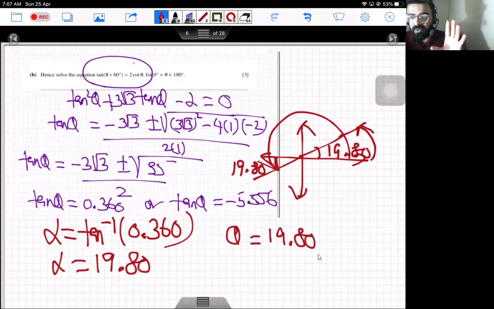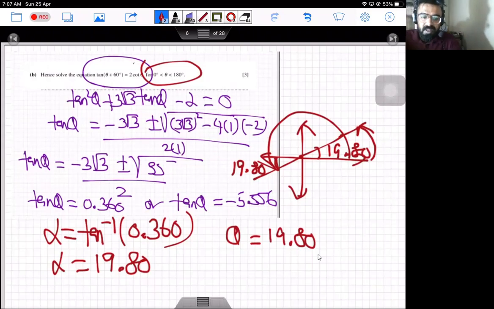This could have been the solution if the range was extended up to 360 degrees, but in this case the range is limited to 180. So we just stop over here. Theta is equal to 19.80. The other one is out of range, so just mention that 180 plus 19.80 is ignored.